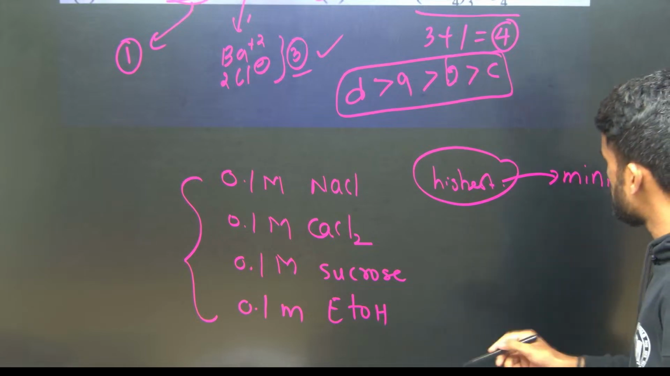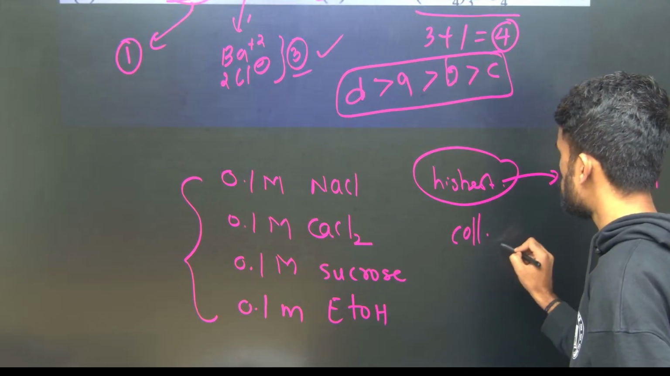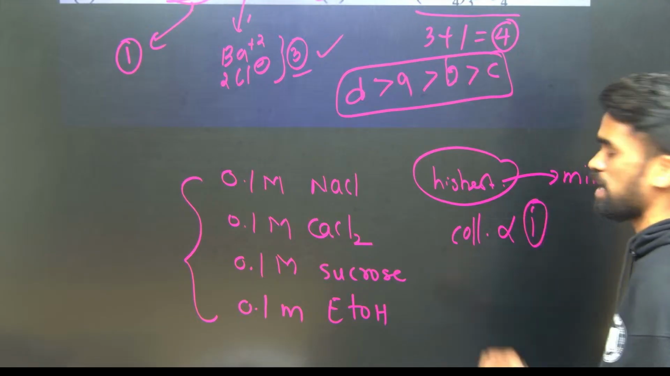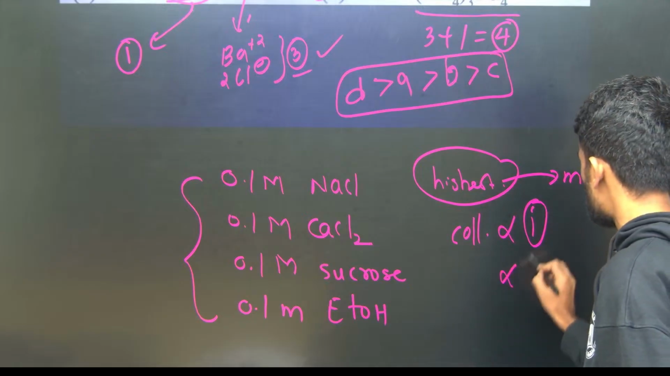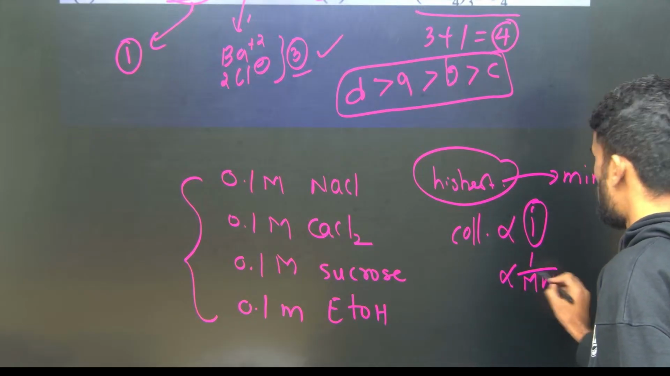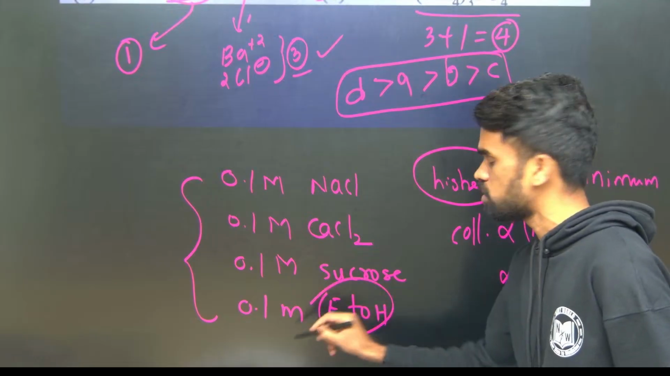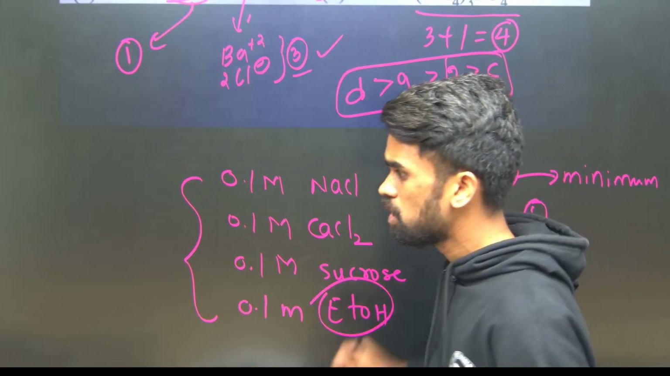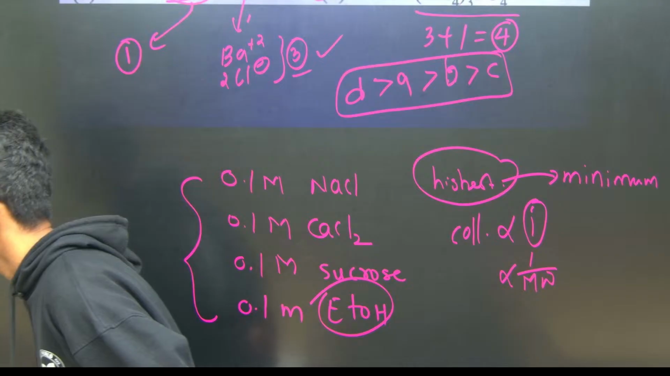Always remember, colligative properties are directly proportional to the Van 't Hoff factor, the number i, and inversely proportional to the molar mass of the solute particles. Based on this you can answer this.